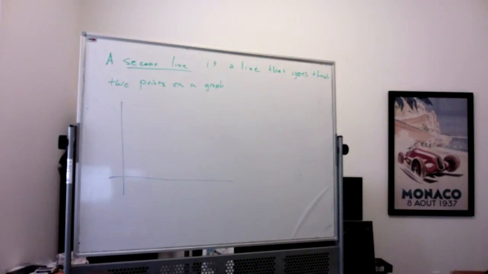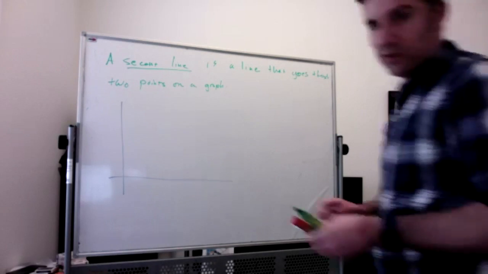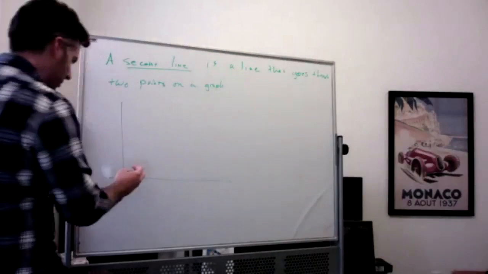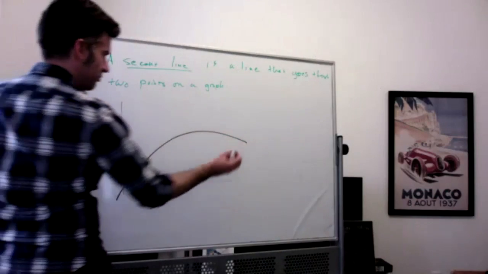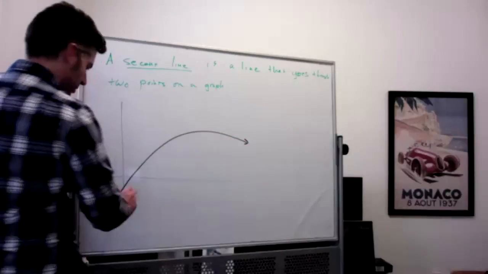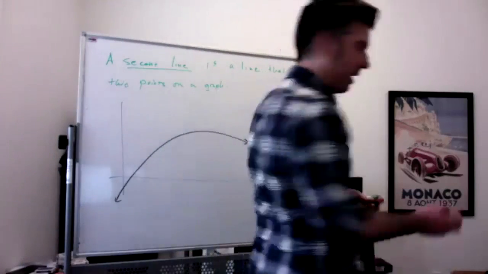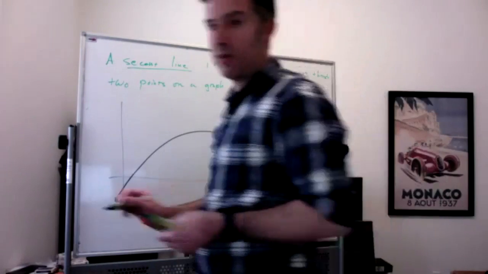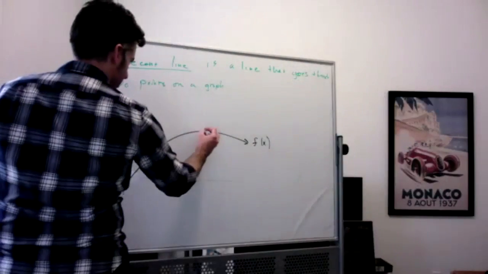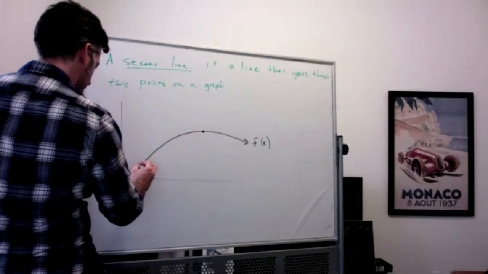This pen has outlived its usefulness. So for example, if I have a graph that maybe looks like this, here's my graph, I'm going to call it f of x. And let's say I've got a couple points on the graph, like this point here and this point here.